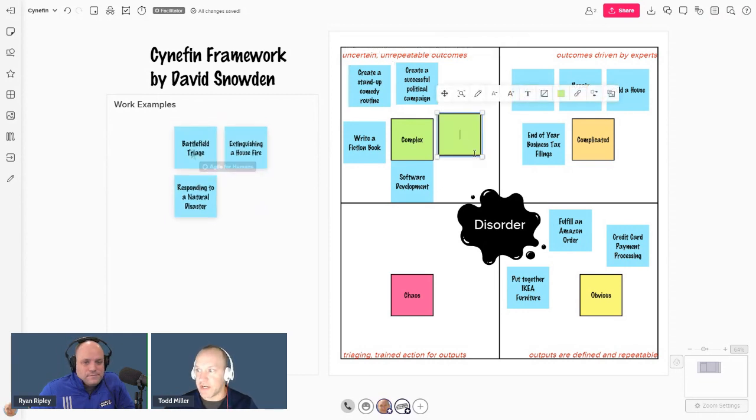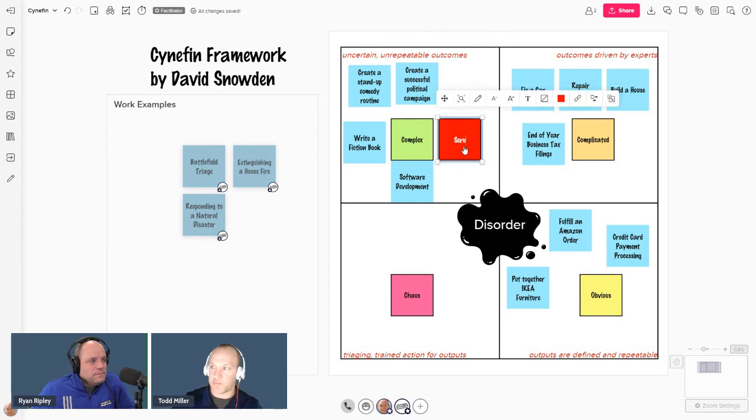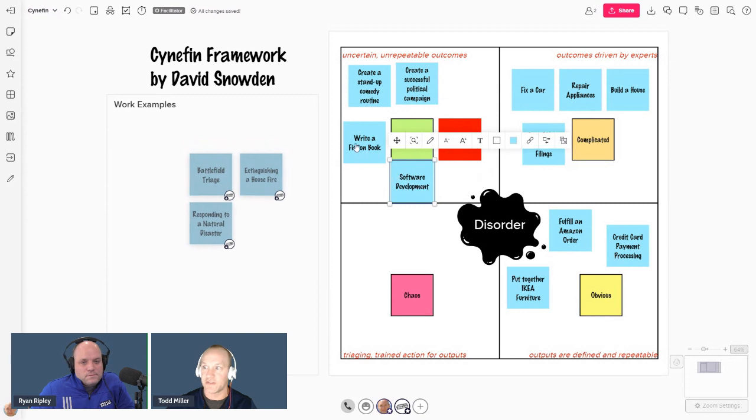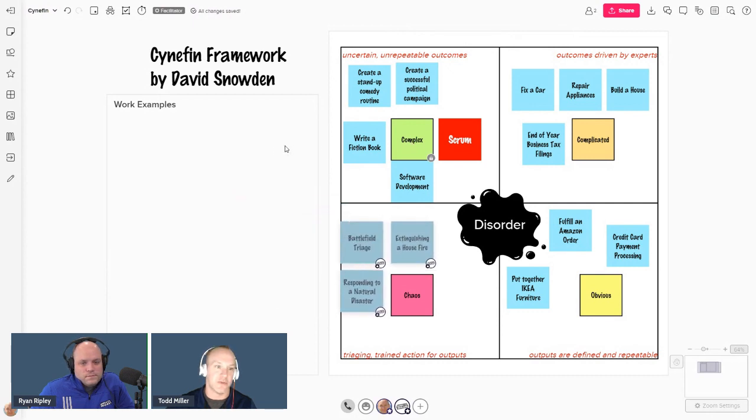One sticky note I'm going to add in here that we're not quite prepared for, but I'm putting it anyway: Scrum was purposely built for the complex domain. So when we talk about Scrum, we're talking about complex adaptive problems that we're trying to deal with. Writing software, a fiction book, stand-up comedy, all of these fall into the complex domain where more is unknown than known.